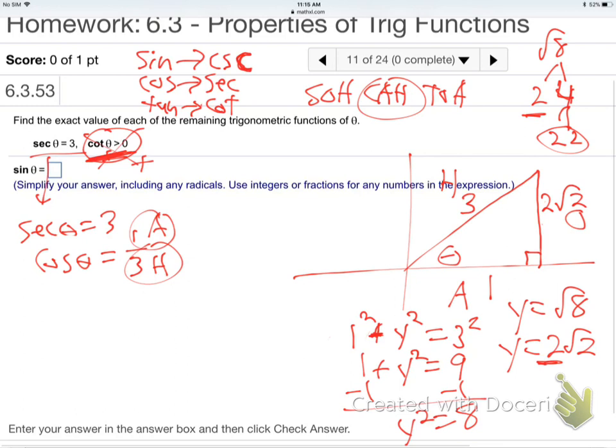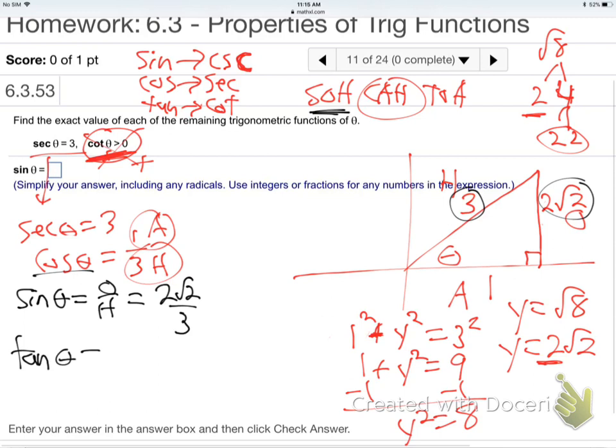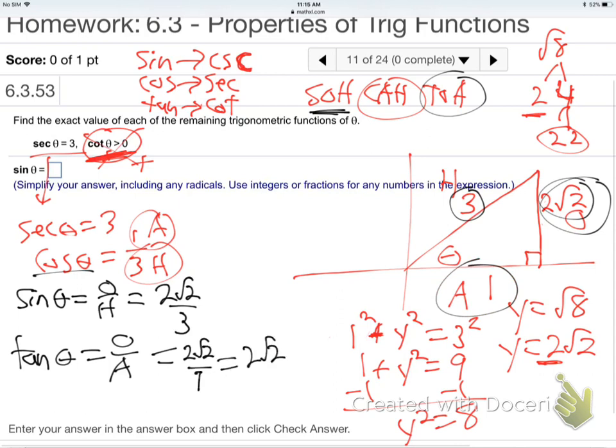So we'll say, okay, what do they want? So we got cosine. Let's get sine. Sine, as you know, is opposite over hypotenuse. So opposite over hypotenuse, so 2 root 2 over 3. And tangent of theta is opposite over adjacent. So it's 2 root 2 over 1, so that's just 2 root 2. So I got sine, tangent. They've already given me secant. I found cosine. Then you just got to find the other two. Just flip them.